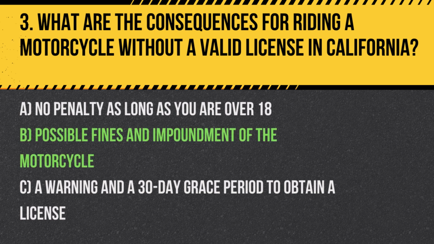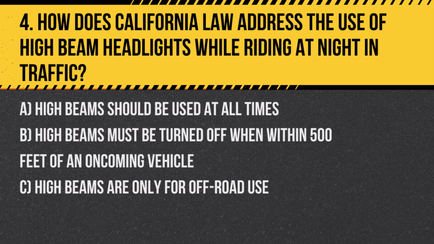Answer. B. Possible fines and impoundment of the motorcycle. Operating a motorcycle without a valid license can lead to significant penalties. Question 4. How does California law address the use of high beam headlights while riding at night in traffic?